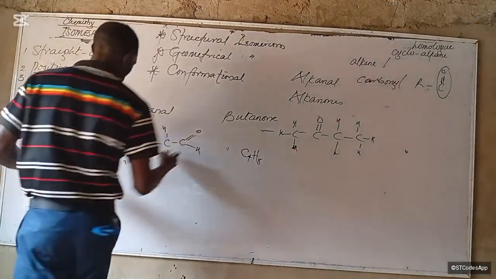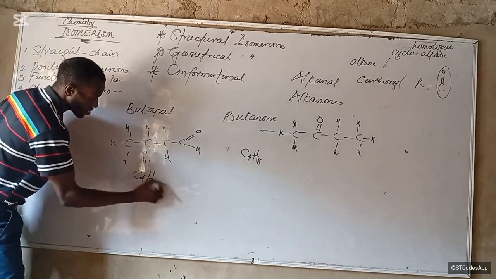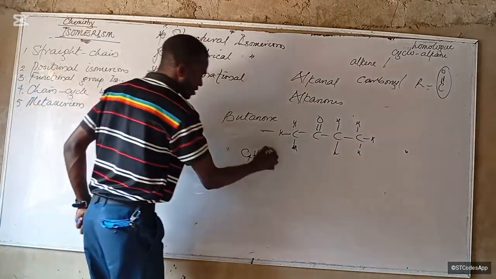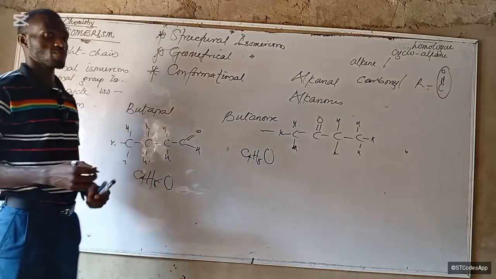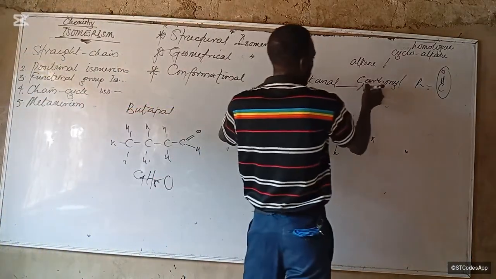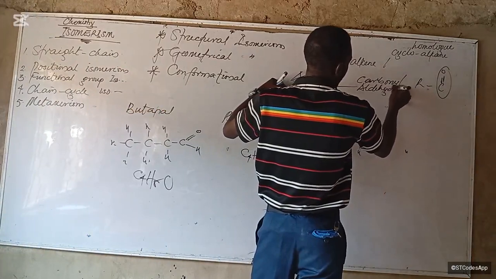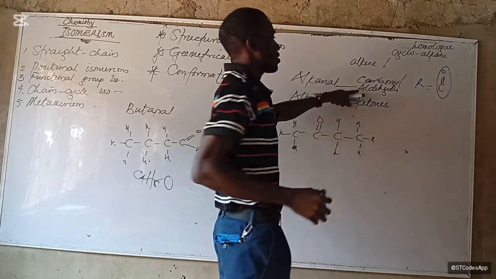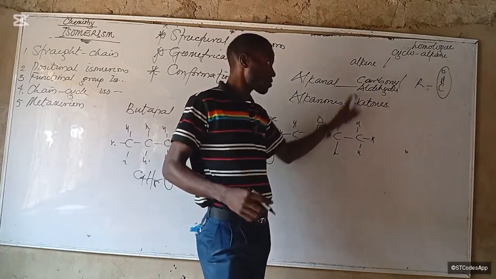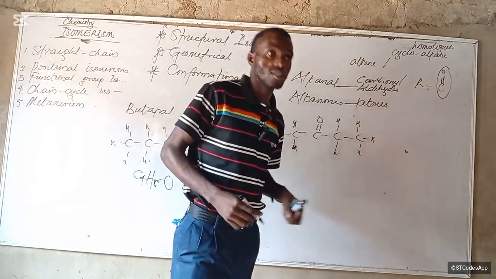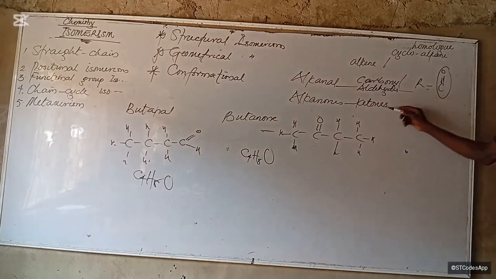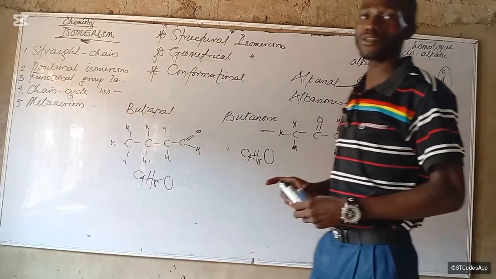Because seeing this, we have what? C4, how many H's? 1, 2, 3, 4, 5, 6, 7, 8. And O here, right? So aldehydes, these guys are called aldehydes. And these guys are called ketones. Somebody say ketones. So these guys are carbohydrates, basically. We call these ones simple sugars. We call this one reducing sugar. Say reducing sugar.